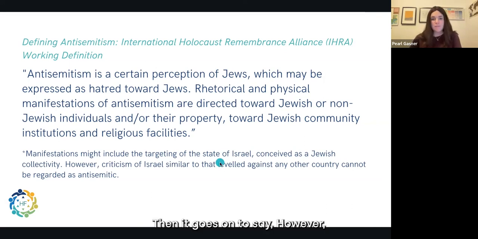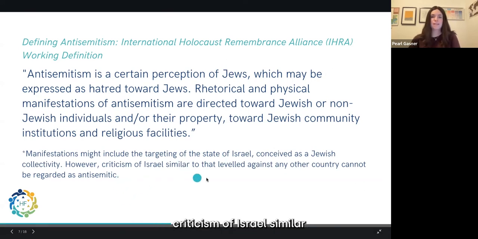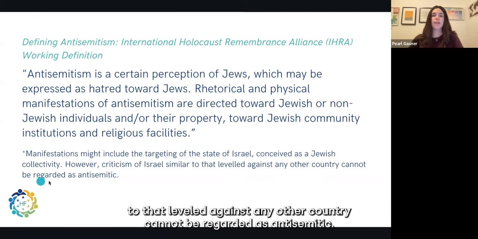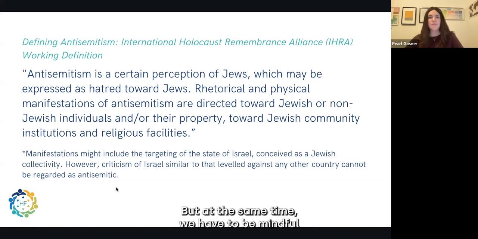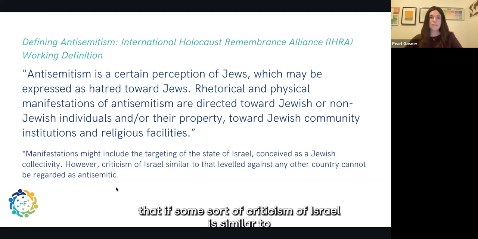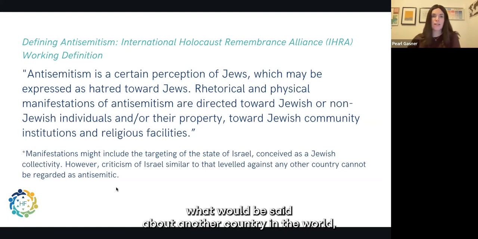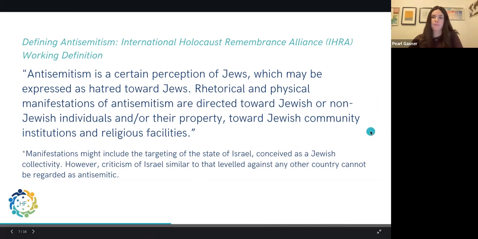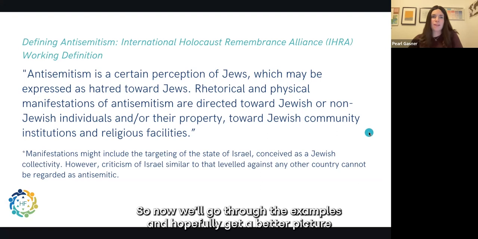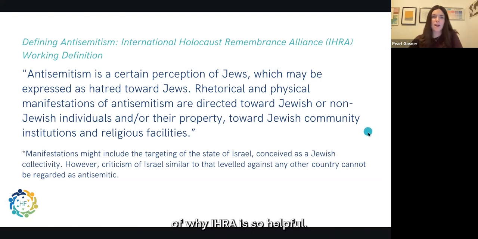Then it goes on to say, however, criticism of Israel similar to that leveled against any other country cannot be regarded as anti-Semitic. So what this is saying is that there's a fine line, because Israel could be the victim of anti-Semitism, and we'll see what that might look like. But at the same time, we have to be mindful that if some sort of criticism of Israel is similar to what would be said about another country in the world, then it's not anti-Semitic, it's just criticism of Israel. So now we'll go through the examples and hopefully get a better picture of why IHRA is so helpful.